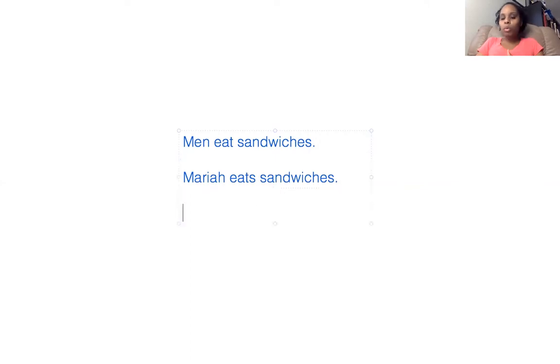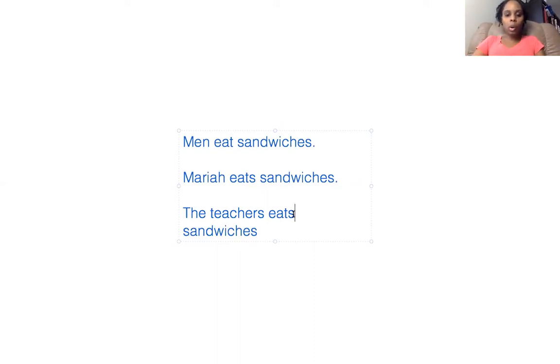Let's do one more. I'm going to say the teachers eats sandwiches. Does that sound right? The teachers eats sandwiches. That doesn't sound right to me. Teachers are the noun. Teachers is more than one person, right? So it's a plural noun. And since it's a plural noun, I'm going to say the teachers eat sandwiches. Does that sound better, boys and girls? Yes, I agree. That sounds better.